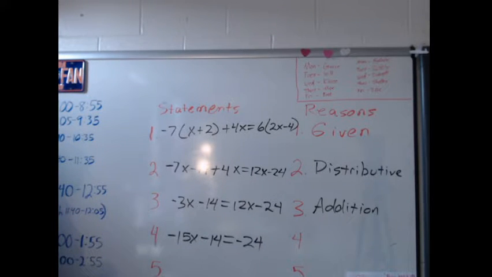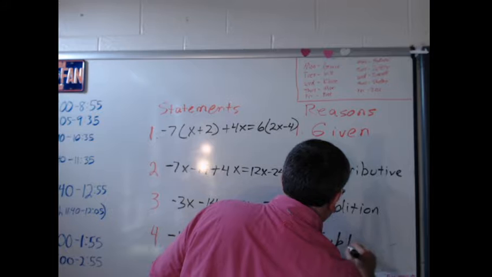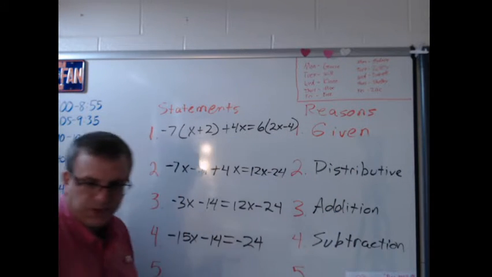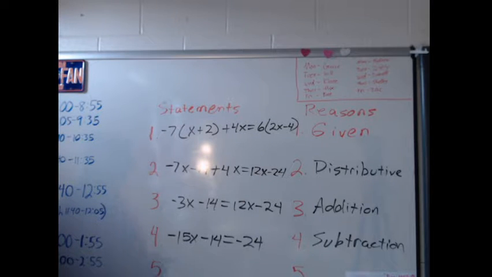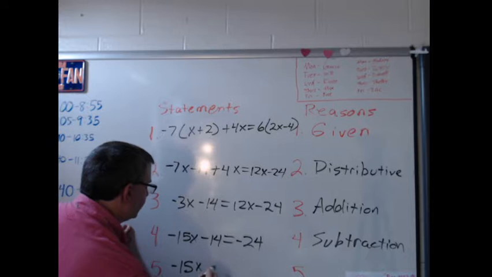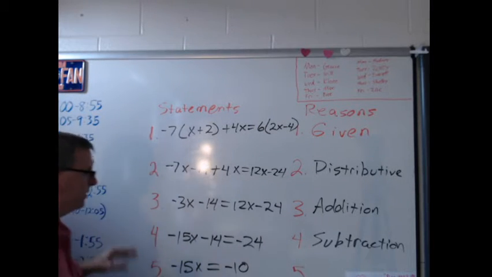What did I do from 3 to 4? You subtracted? Yeah, because I subtracted the 12x. Okay, so I used subtraction. Now the next step is negative 15x is equal to negative 10.